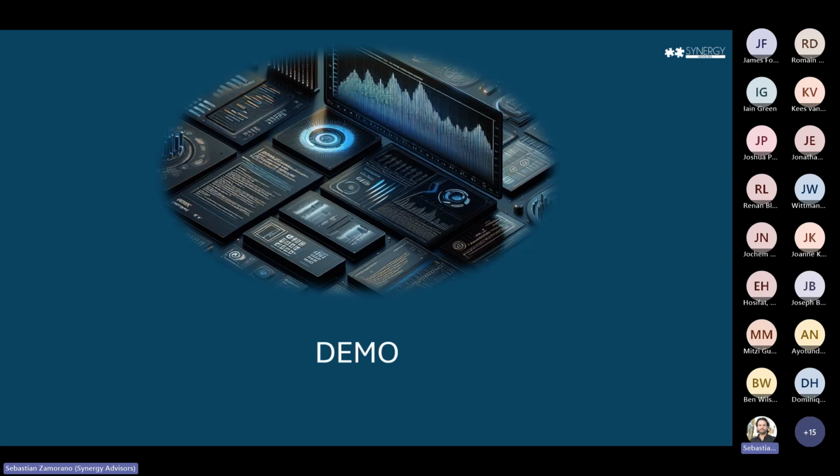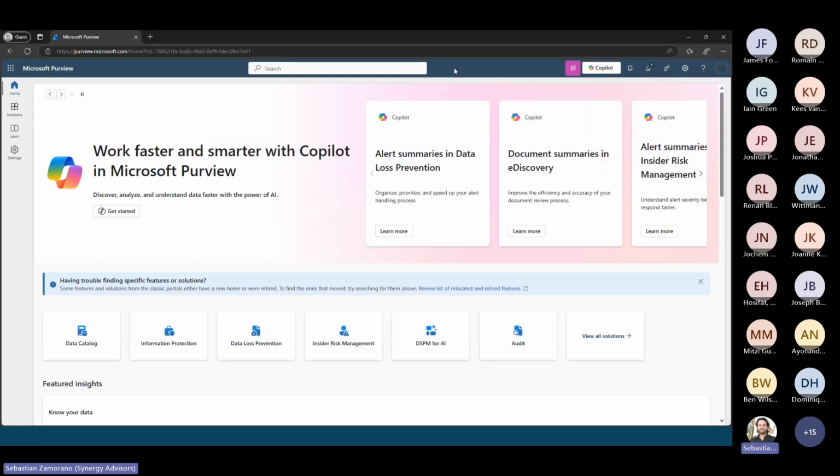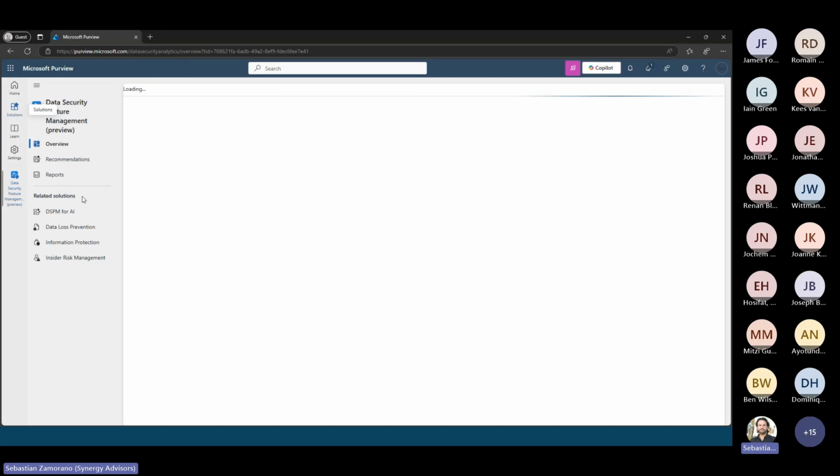Let me start. This is the one. This is a new tenant. I just created this new tenant on CDX, and the partners have access to CDX. What happens when you have a new tenant and we go to solutions? I am in the Purview portal, purview.microsoft.com, and we can find data security posture management.